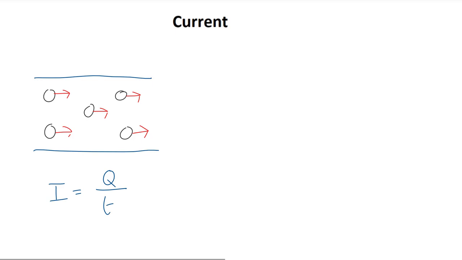Current therefore has units of charge per time or coulombs per second, but instead of writing coulombs per second all the time, we define an ampere as a coulomb per second. Ampere is the unit of current, and we use the symbol capital A to represent it.